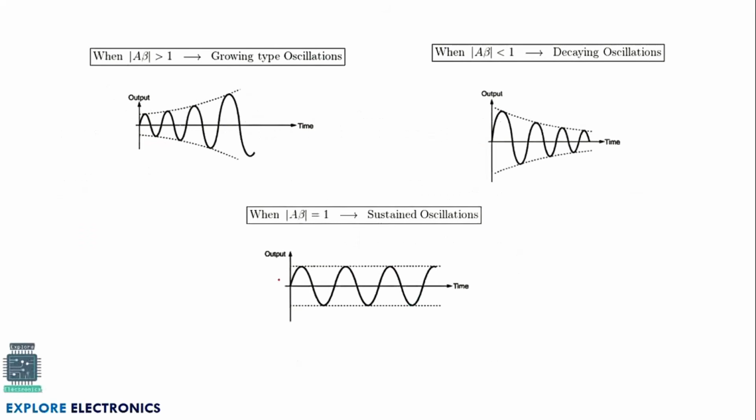What happens if A into beta is greater than 1? If A into beta is greater than 1, we are going to get growing type oscillations. It is not the sustained one. The oscillations are going to be growing up. The voltage is continuously increasing. If A into beta is less than 1, what happens? The voltage of the signal we are getting is going to degrade. It will be called as decaying type. If A into beta is equal to 1, then only we are going to get a continuous signal like this. This will be called as sustained oscillation.